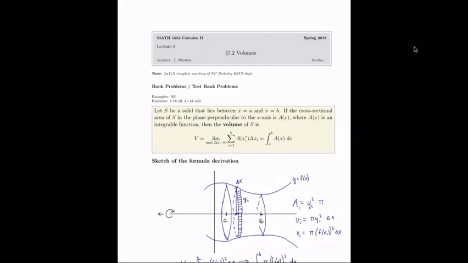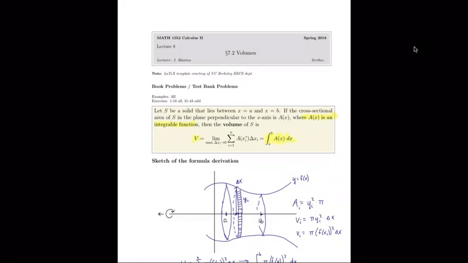So our rule here is: let S be a solid that lies between x equals a and x equals b. If the cross-sectional area of S in cross-sectional slices, we'll have a look at that in the picture below in a moment, in the plane perpendicular to the x-axis is given by A of x, so each cross-sectional area of S is A of x, and A of x is an integrable function, then the volume of S is given by this integral here, and I'll skip from V to the integral formula.